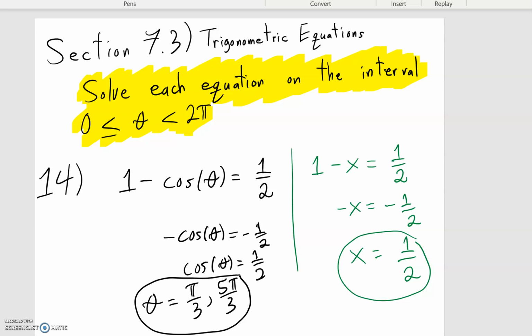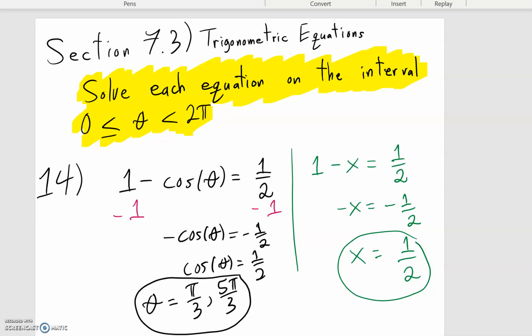What we did for this problem in green is exactly what we're going to do for this problem in the black. When we tackle these problems, if we can, we want to isolate the trigonometric function. You'll notice that for number 14, that's exactly what I did. I subtracted both sides by 1. I got negative cosine of theta all by itself. I multiplied by a negative in order to get cosine of theta all by itself. So on this third line here, I have cosine of theta equals 1/2.